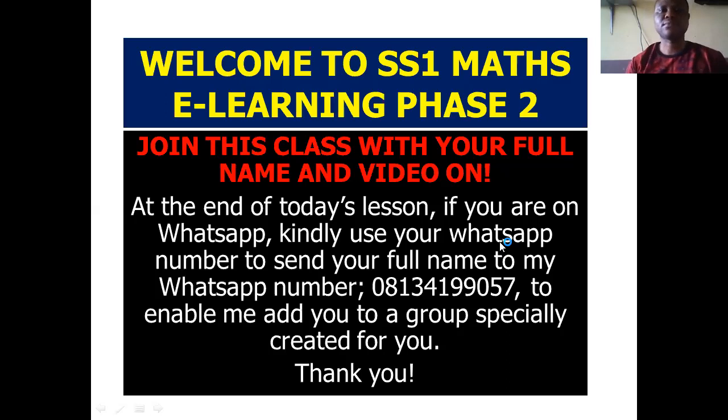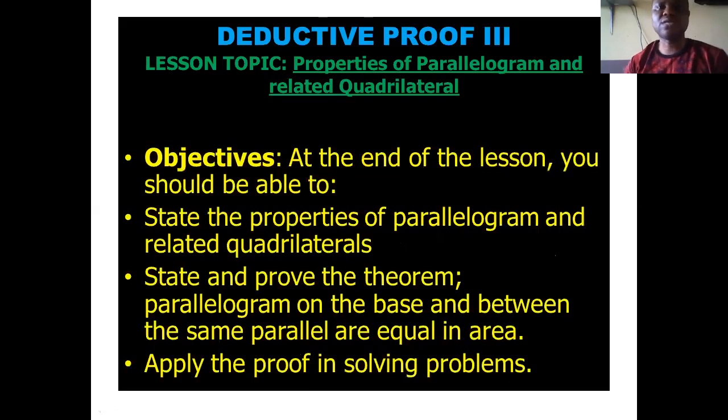Okay, let's begin. Today we'll be looking at deductive proof 3. Remember we have done deductive proof 1, where we talked about triangles and the proof of the sum of angles in a triangle. We also looked at deductive proof 2, where we talked about similar triangles, congruent triangles, equilateral and isosceles triangles. Here we put some basic theorems on isosceles triangles.